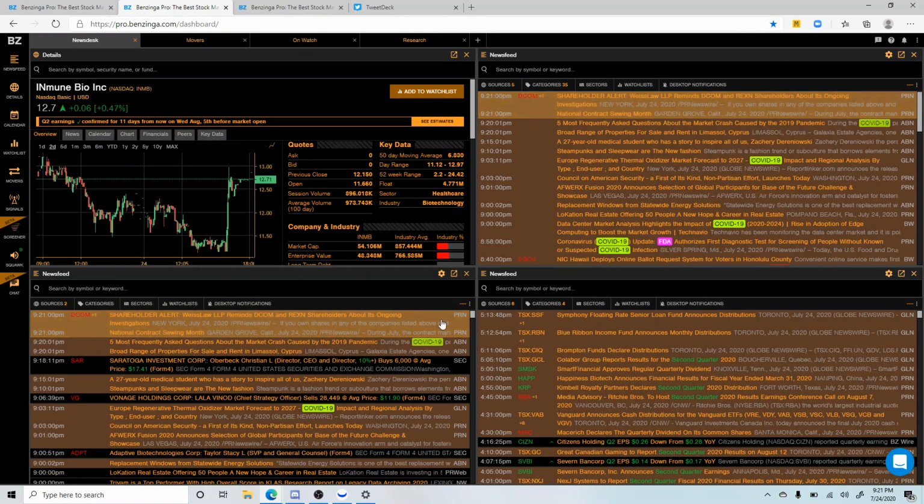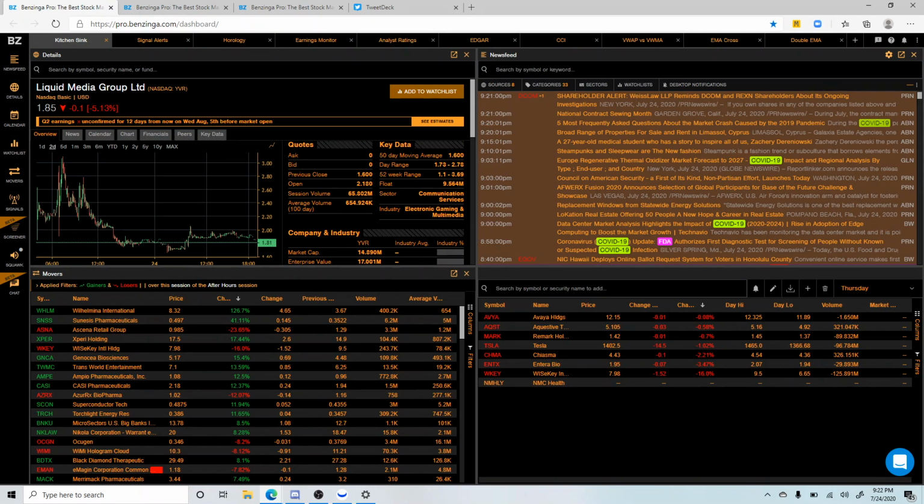I still use my main one. I like the news desk for 4 a.m. in the morning when I'm trying to really take a look at all the news as I'm sitting in front of it. But when I'm busy at work, I prefer my kitchen sink setup that has the movers, watch list, details, and my basic news, my main news feed.